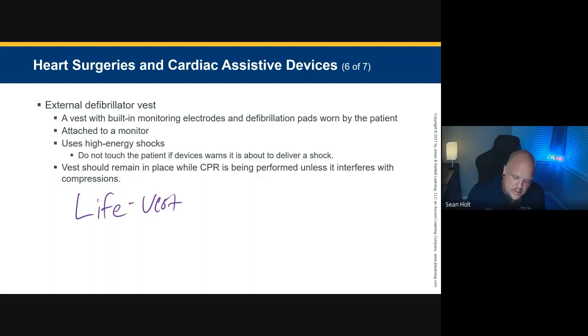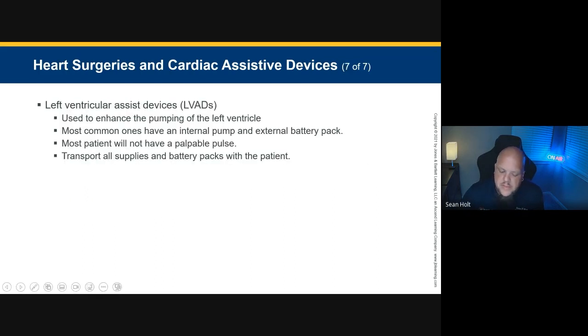I think they talk about it in a minute. So vests should remain in place while CPR is being performed unless it interferes with compression. So just leave it on and it will still do the job of an AED basically.